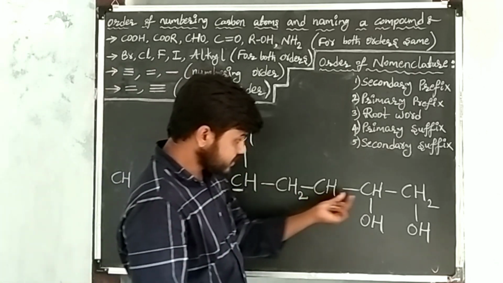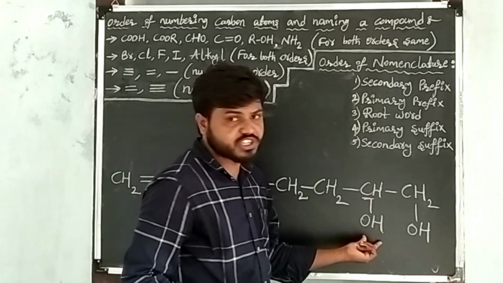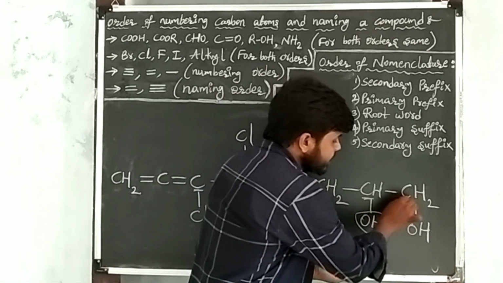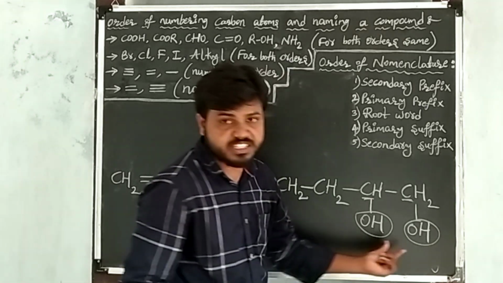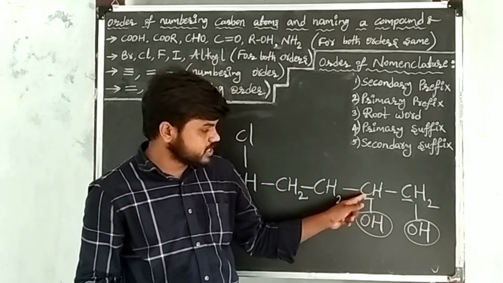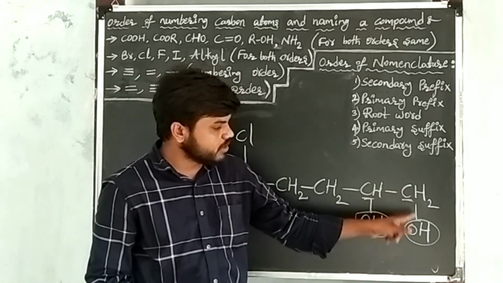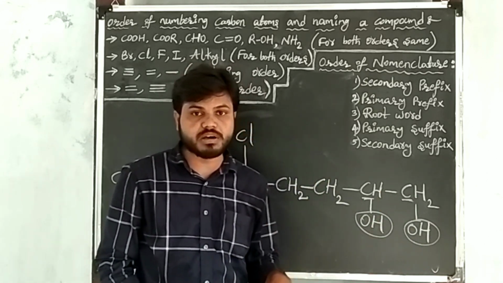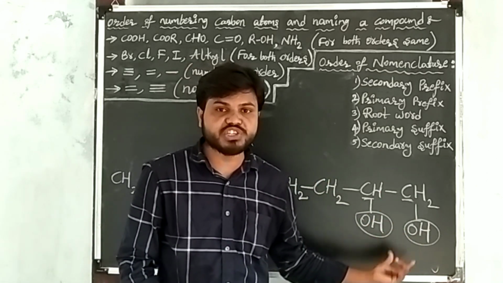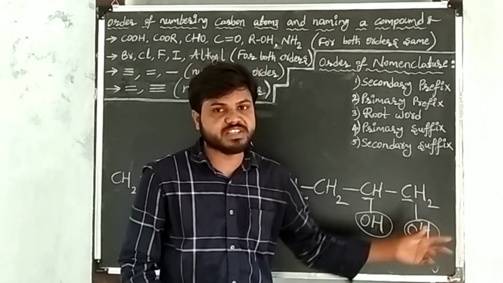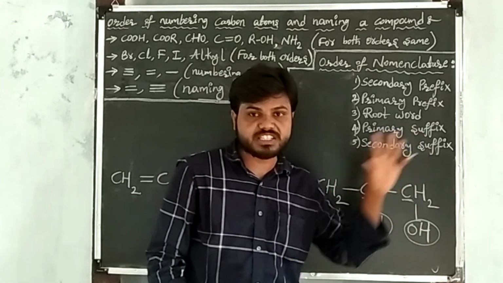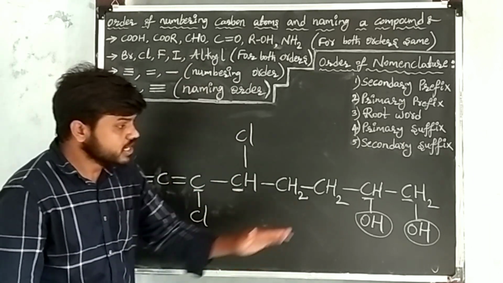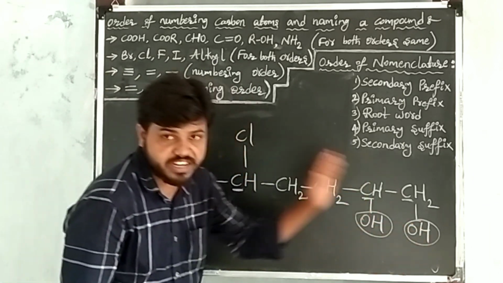Now at this carbon there is one functional group, that is alcohol. At another carbon there is also one functional group, that is also alcohol. Two alcohols are present in the given carbon compound. These two alcohols are functional groups, which means secondary suffixes. When you give numbers to each carbon atom, these secondary suffixes should get the least numbers.